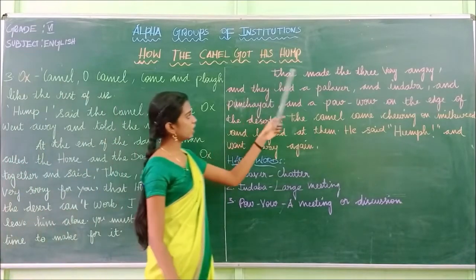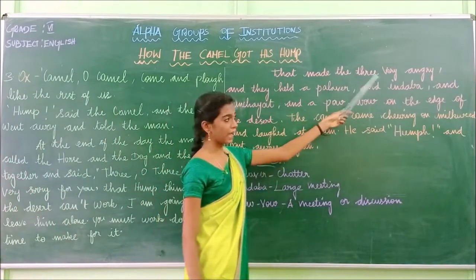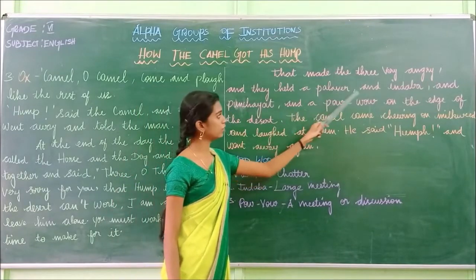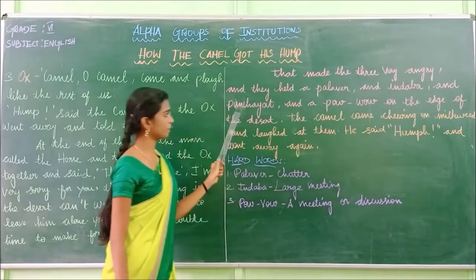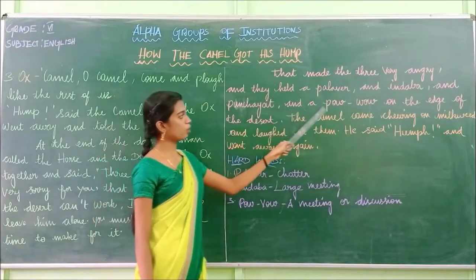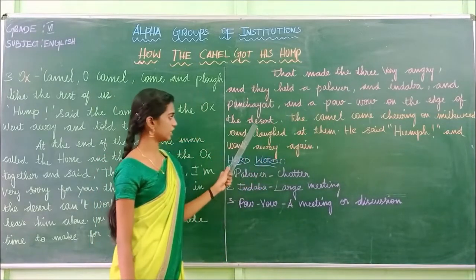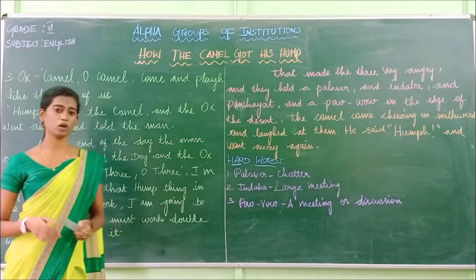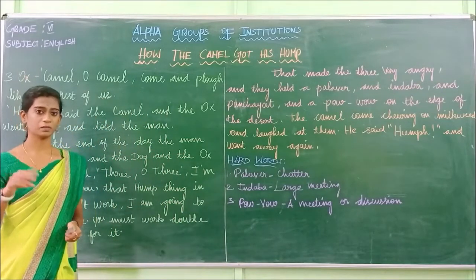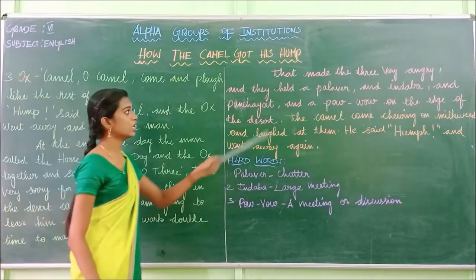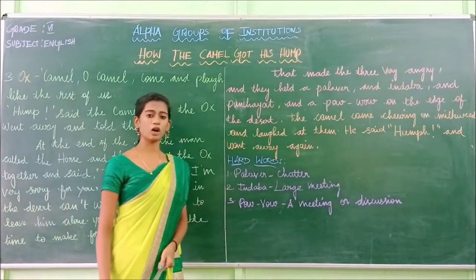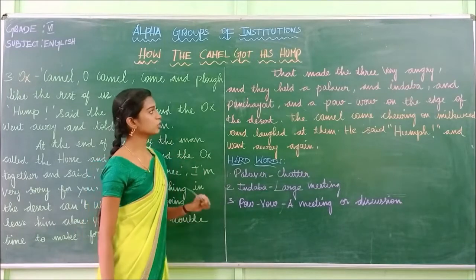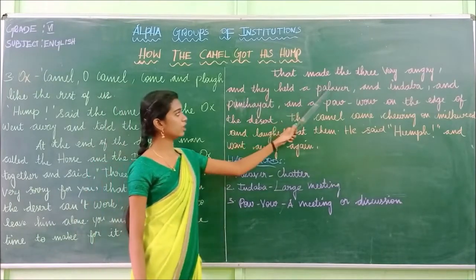Next, that made the three very angry, and they held a Palaver and Indaba and Panchayat and Powwow on the edge of the desert. So what happened? The man said that the three have to work two times more. For that the horse and the dog and the ox were very angry. They got very angry.